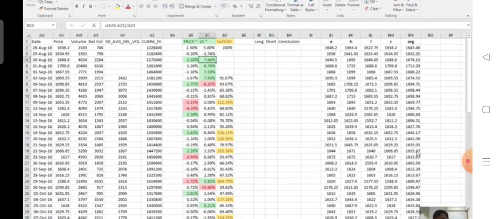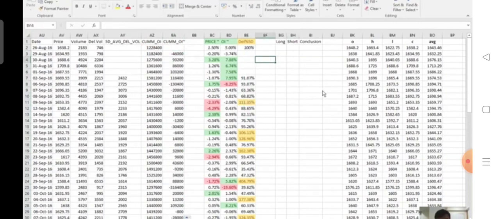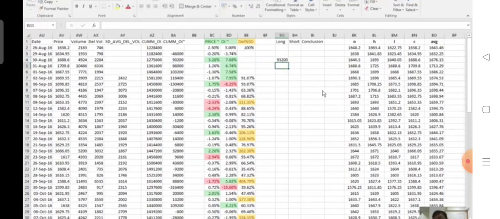This day, open interest has increased and the price has also gone up. This is a clear case of long build up. So we also need a change in absolute terms. So this minus this. Okay. So this increase in open interest is on the long side of the market.